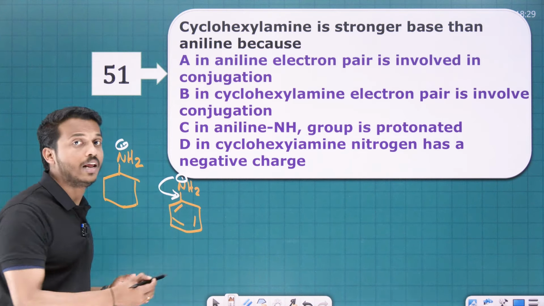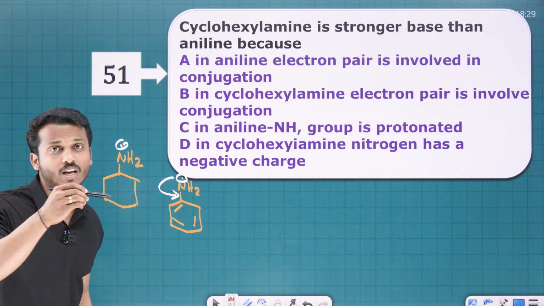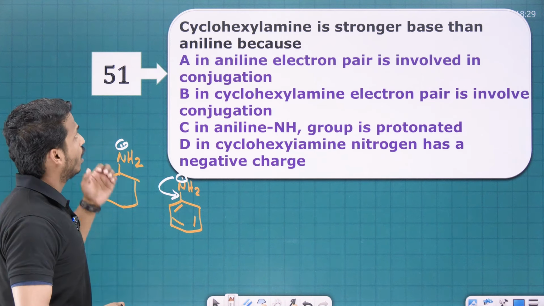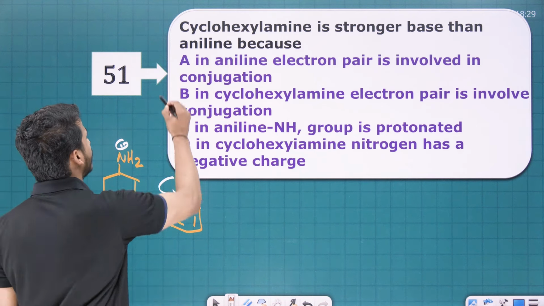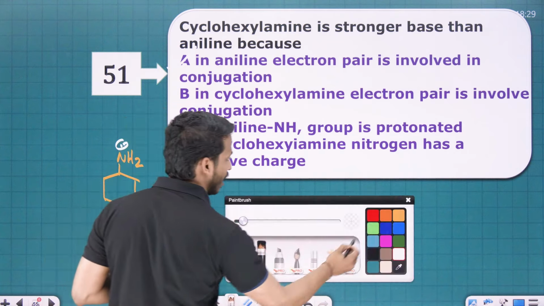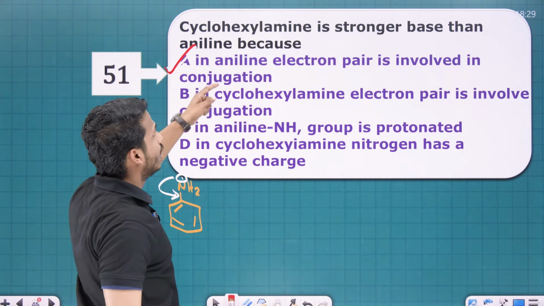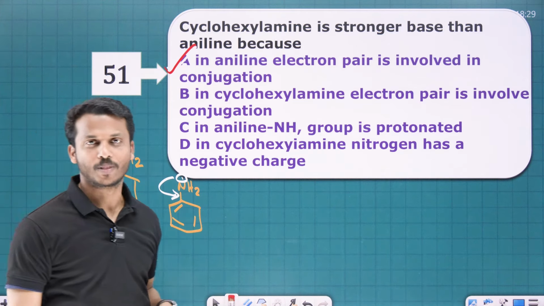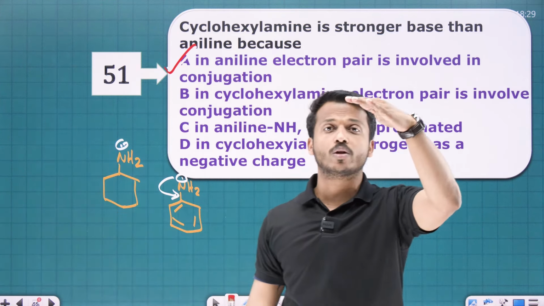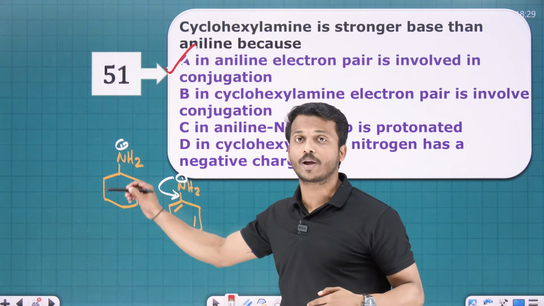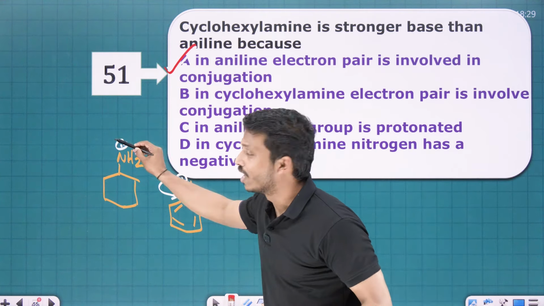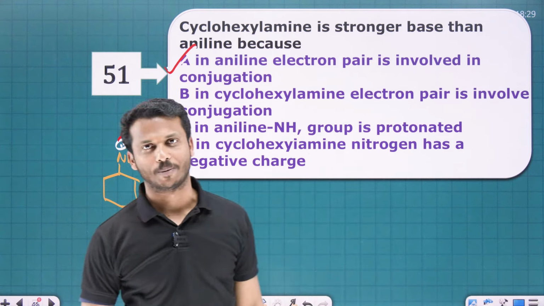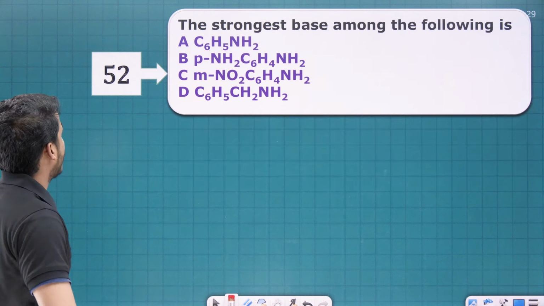Because in aniline, the lone pair is involved in resonance, which we also call conjugation. So where is the answer? Yes, option A. In aniline, the electron pair is involved in conjugation. That means resonance. Aromatic amines are less basic because the lone pair is involved in resonance. But here the lone pair is not involved in resonance, so it is easily available for protonation. Therefore it is more basic.